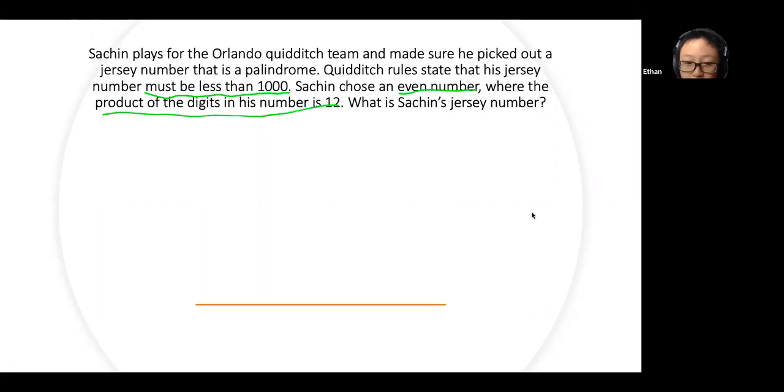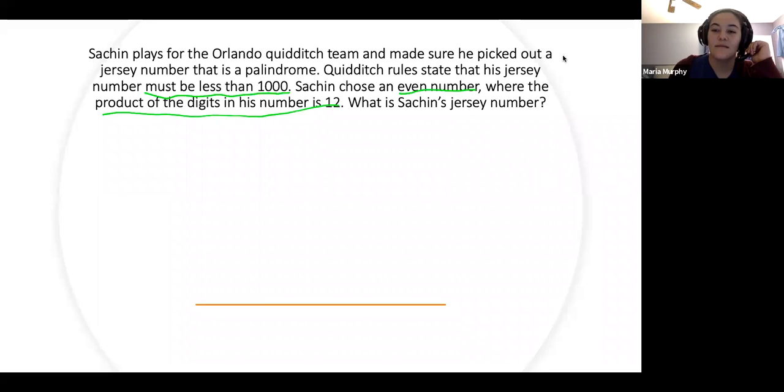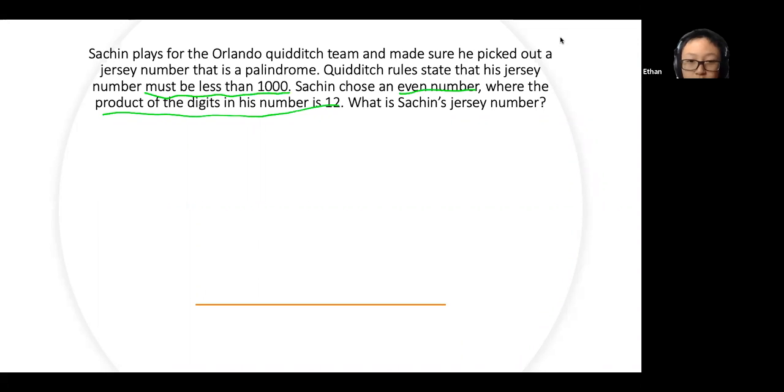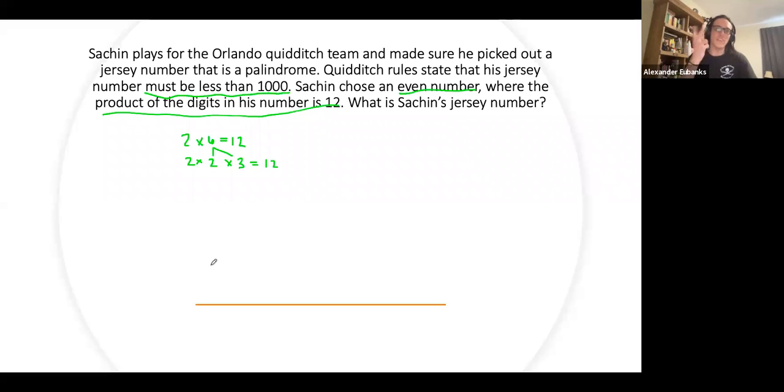I got 232, because it's less than 1,000. How I got it is I first found the product of 12. So you could either do 2 and 6 or 3 and 4. With 2 times 6, you can break that into 2 times 3 times 2. And then you would get 232, by just rearranging it so it's a palindrome.